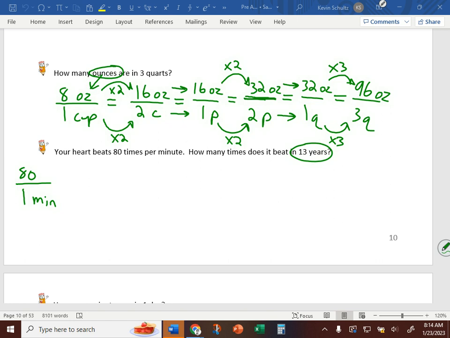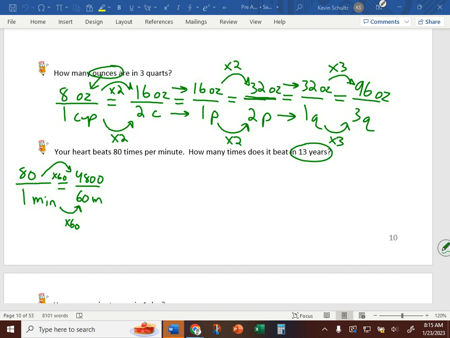What do we know about minutes? 60 minutes. Good job, Ralph. 60 minutes in an hour. Okay? So our first move here is going to be a scale factor, multiplied by 60 to get up to 60 minutes. Which means we have to multiply our 80 by 60 as well, and we're already up to 4,800 times in 60 minutes.